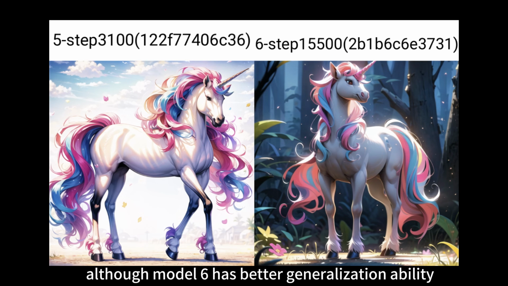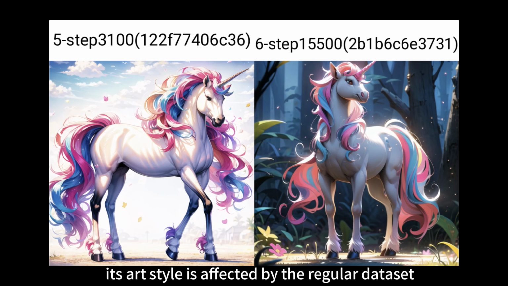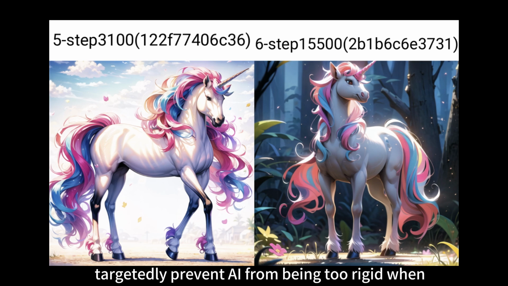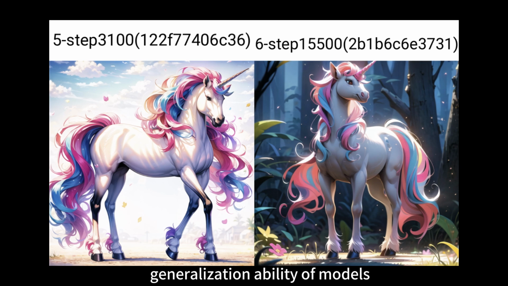Although Model 6 has better generalization ability, its art style is affected by the regular dataset. Therefore, when training the art style, don't upload too many images with greatly different art styles in the regular dataset. The regularization training can targetedly prevent AI from being too rigid when learning and improve the generalization ability of models.